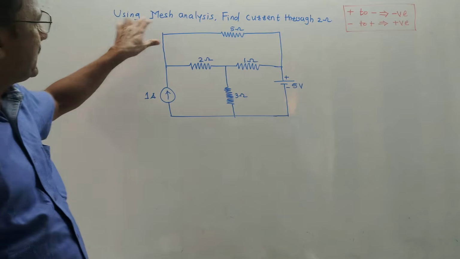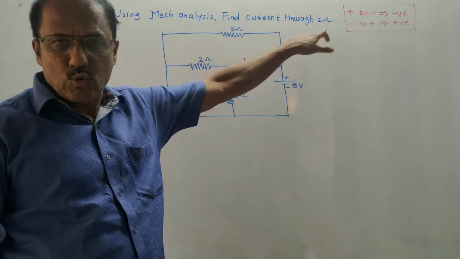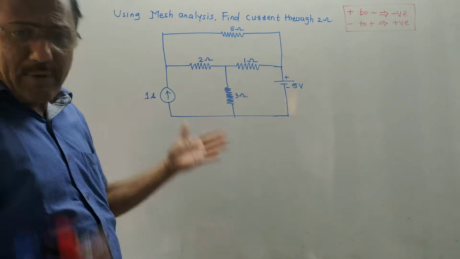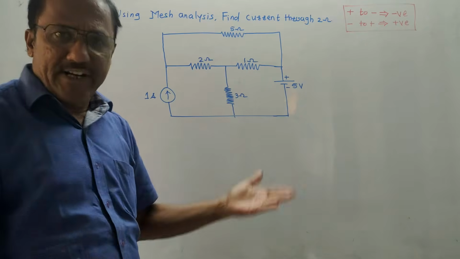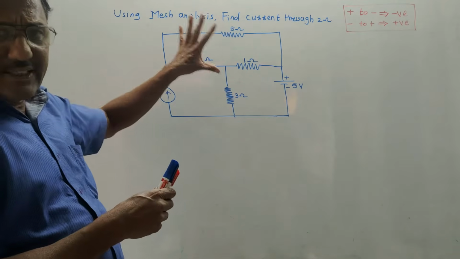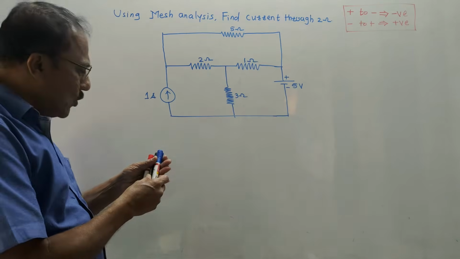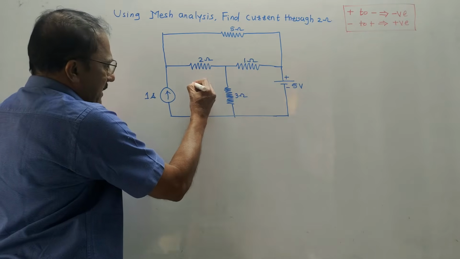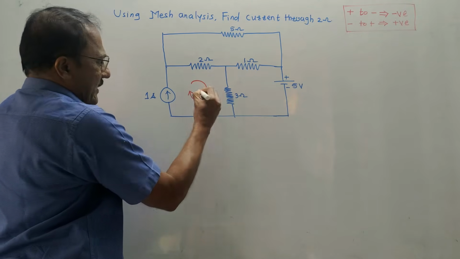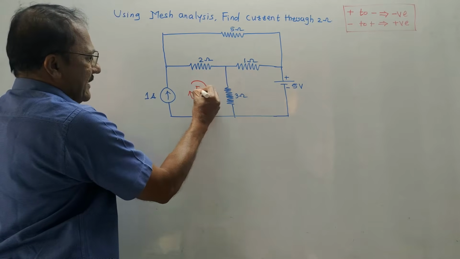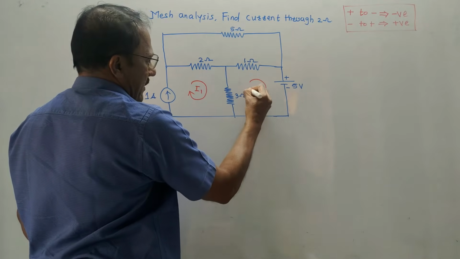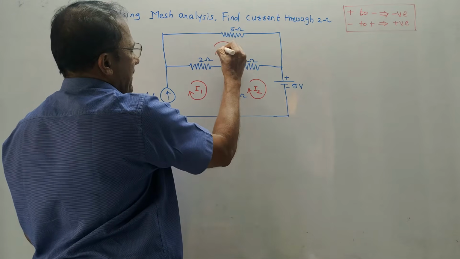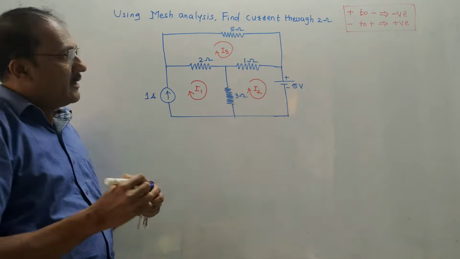The question is, using mesh analysis, find current through the 2 ohm resistance. This is the given network. Now, in the question, it will not be mentioned whether it is a super mesh or not. You need to identify it. How to do it? Before thinking whether it is a super mesh or not, we will mark the loop currents. We already studied that loop currents must be marked in a clockwise direction. So let us say this is one loop where the current is I1. This is the second loop in clockwise direction where the current is I2. Third loop, again in clockwise direction, where the current is I3.